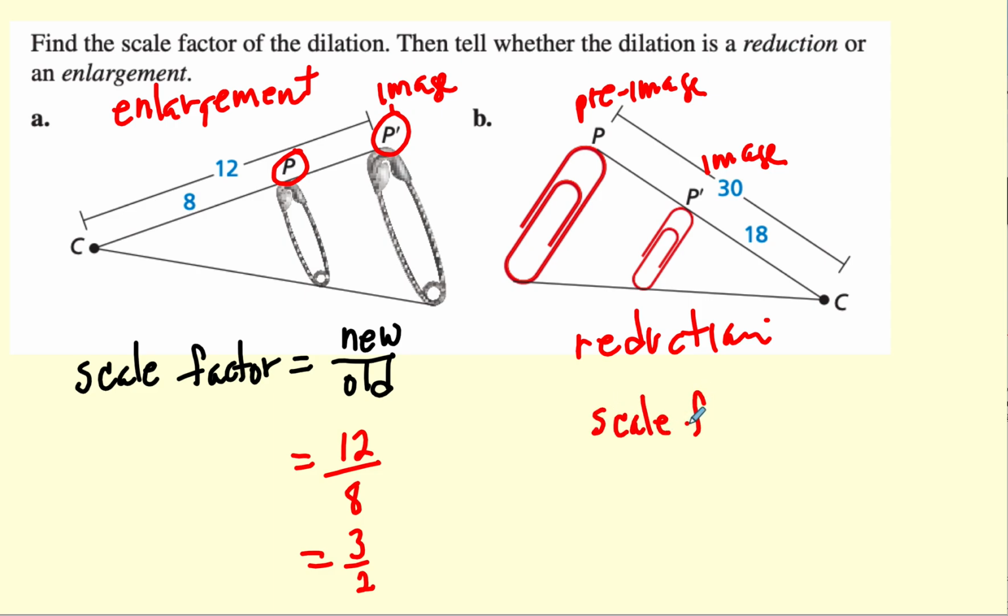Scale factor is going to be new over old. And here's the new distance from the center of dilation. It's 18. And the old distance was 30. Let's go ahead and reduce. 6 goes into there 3 times, and 6 goes into there 5 times. So this is the scale factor of 3/5. 3/5 is a number between 0 and 1, so that's why it is a reduction.